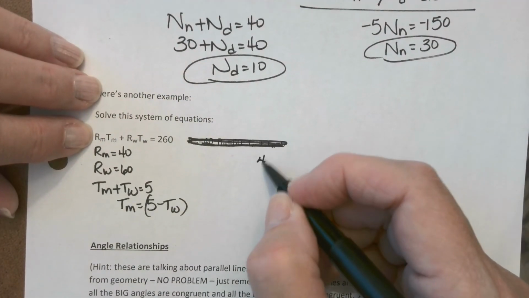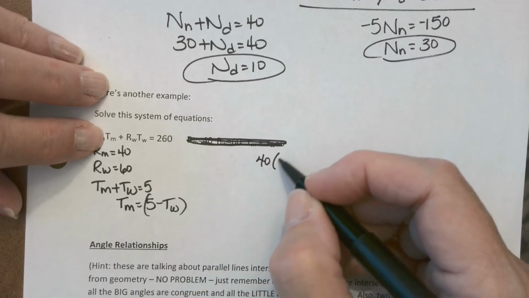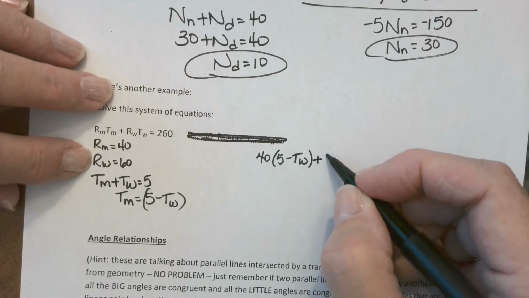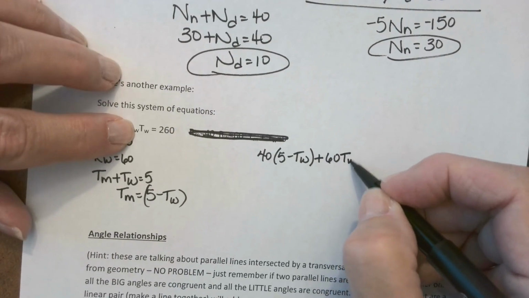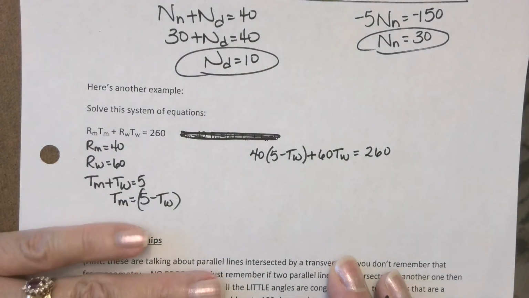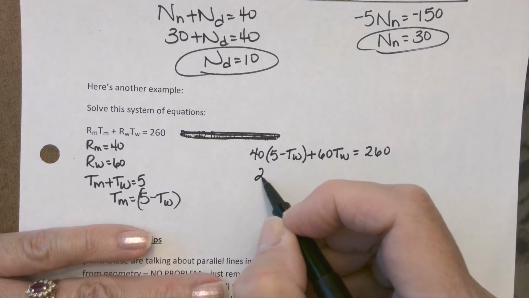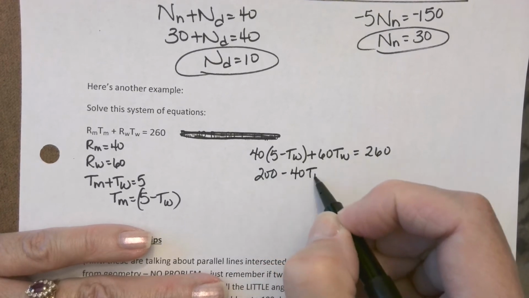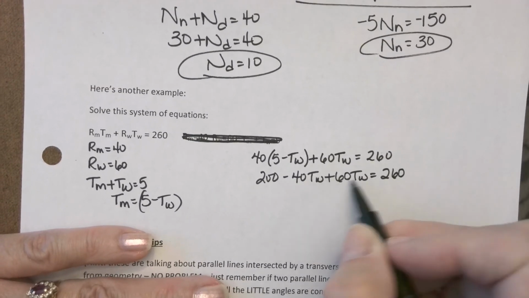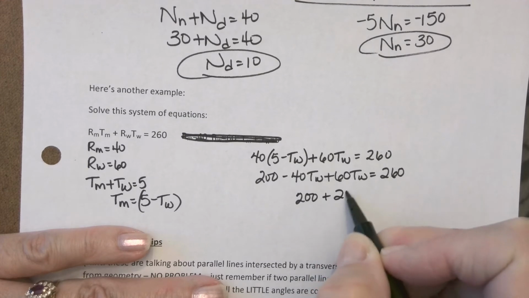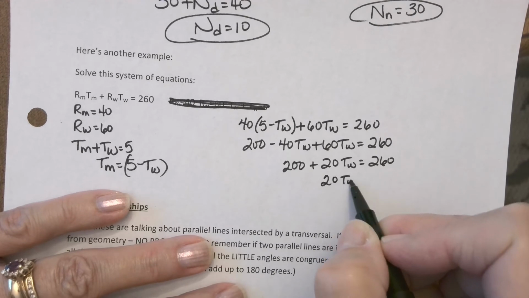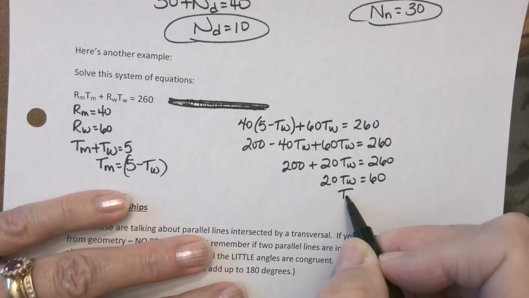So on the first one I got 40. For t sub m, I've got 5 minus t sub w. Plus, for r sub w, I've got 60. And I don't have t sub w. That's okay. See, it's one variable here now. And so I've got this. Now I can do distributive property. I get 200 minus 40 t sub w plus 60 t sub w equals 260. These are like terms. So you add those up. Subtract 200 from both sides, and then divide by 20.